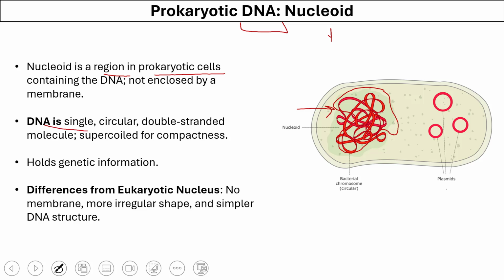The DNA is single, unlike several chromosomes of eukaryotic cells. The DNA is circular, it's double-stranded, and is supercoiled to make it very compact. It contains all the genetic information. So the main difference from the eukaryotic nucleus is there is no membrane, it is irregularly shaped, and it is a simpler form of DNA, unlike the chromatin or chromosomes of eukaryotic cells.